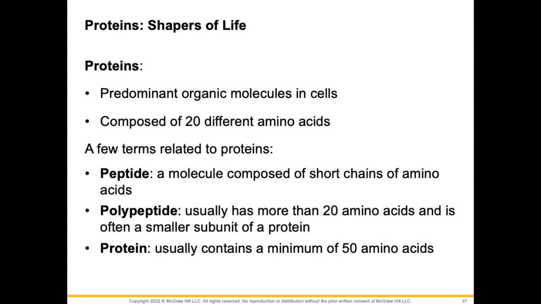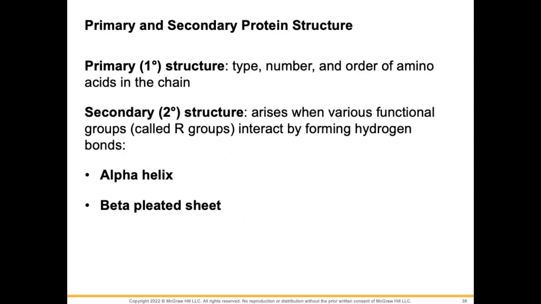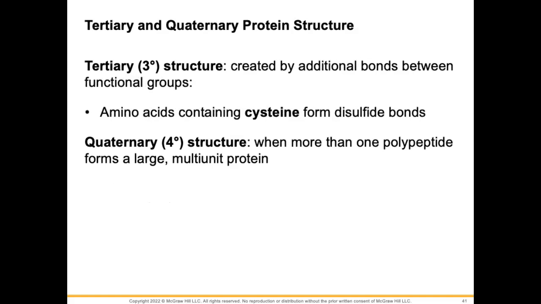All right, proteins. Proteins are the predominant organic molecule in cells. Proteins, generally speaking, are composed of usually 20 different amino acids. A short chain of amino acids is referred to as a peptide, a polypeptide is 20 or more, and then a protein contains a minimum of 50 amino acids. Protein structure, again, this is some review from anatomy. We have the primary, secondary, and then the tertiary and the quaternary.